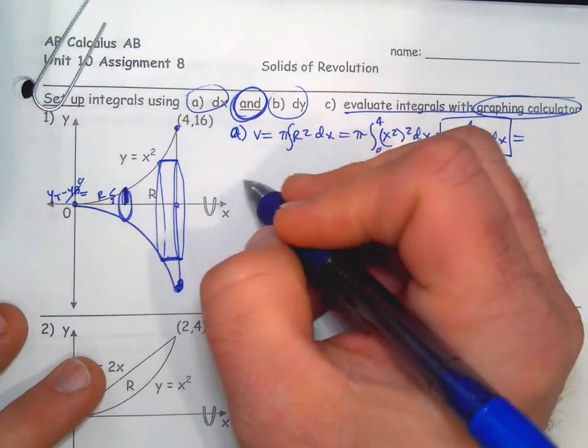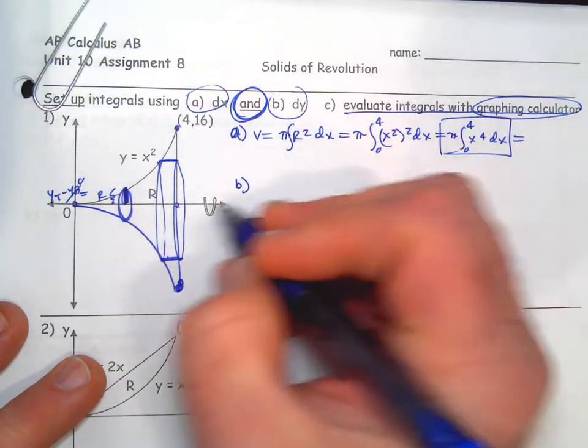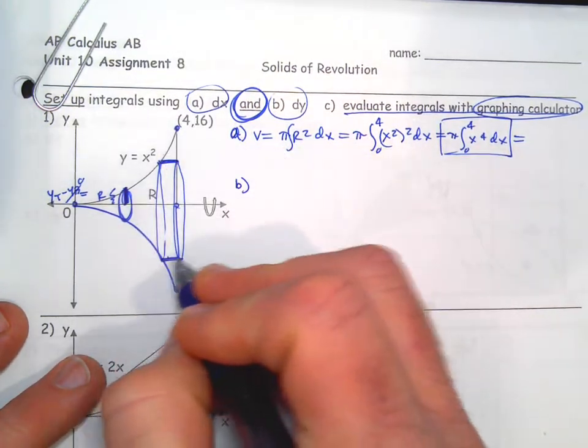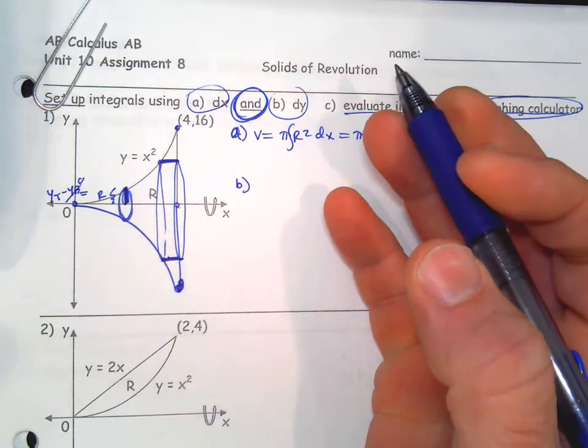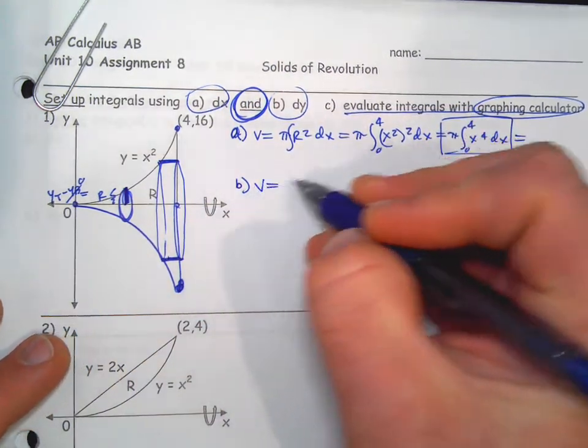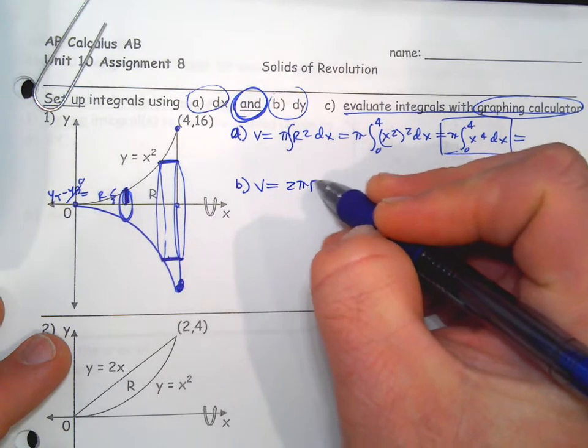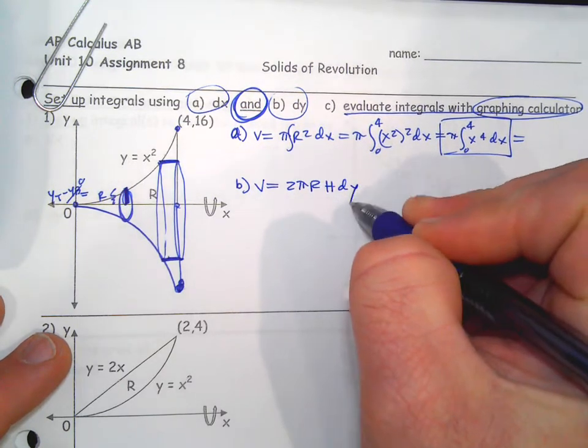And then the next one, part B, is going to be dy, which is going to be horizontal slices, which is going to be parallel to the axis of rotation. So you're going to get shells. And shell is 2 pi r h, in this case dy.